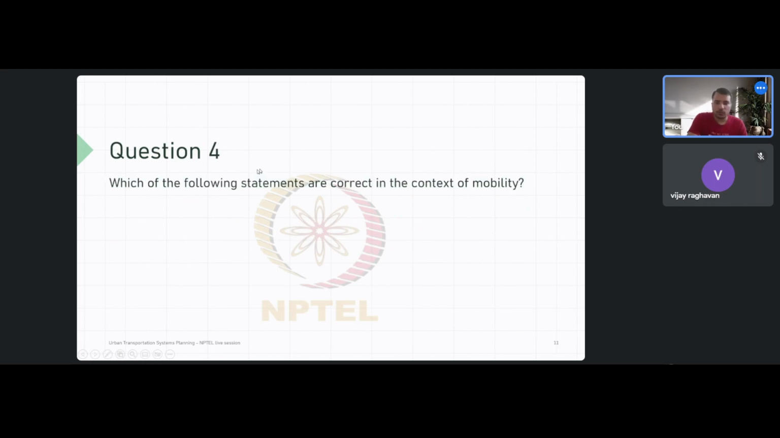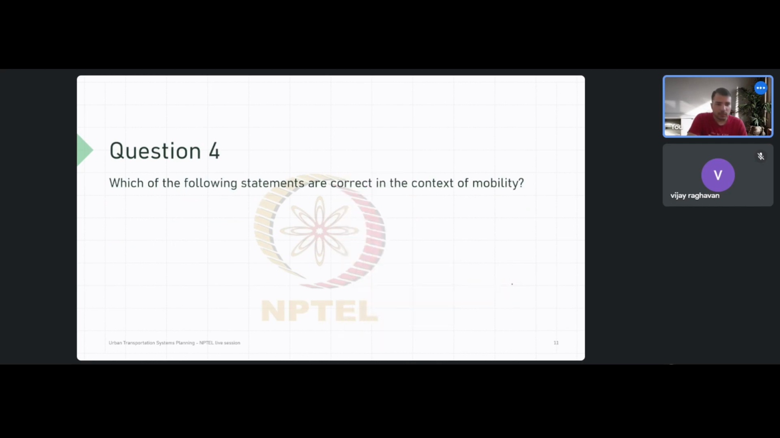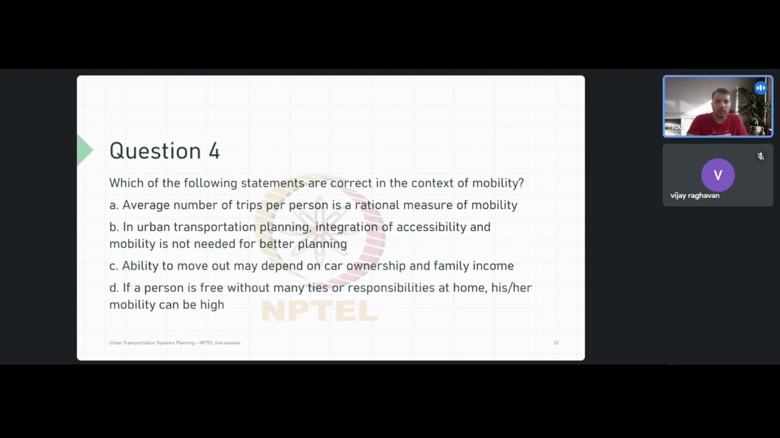Coming to question 4, which of the following statements are correct in the context of mobility? So we'll see four options and then we have to choose the correct ones. Average number of trips per person is a rational measure of mobility. Second option is in urban transportation planning, integration of accessibility and mobility is not needed for better planning. Ability to move out depends on car ownership and family income. And if a person is free without many ties or responsibilities at home, his or her mobility can be high.